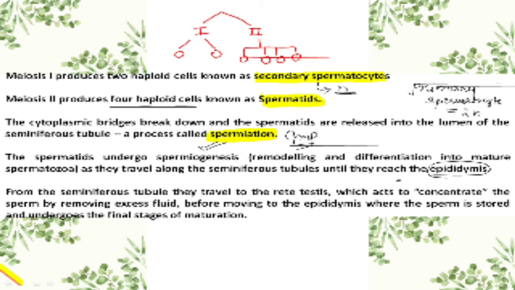So, spermiogenesis is the remodeling and the differentiation into mature spermatozoa. From the seminiferous tubule, they travel to the rete testis, which acts to concentrate the sperm by removing excess fluid before moving to the epididymis, where the sperm is stored and undergo final stages of maturation. So this carrying of the sperm from the seminiferous tubule, you can see in the previous video of ours, because we have seen in that how the accessory ducts carry the sperms.